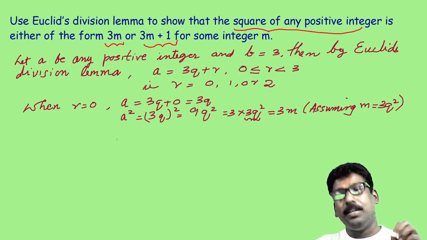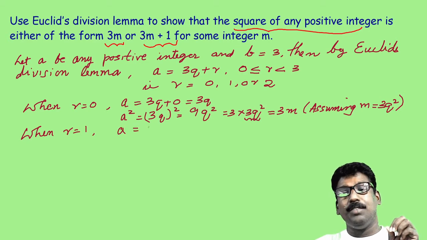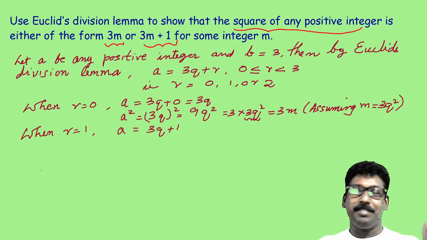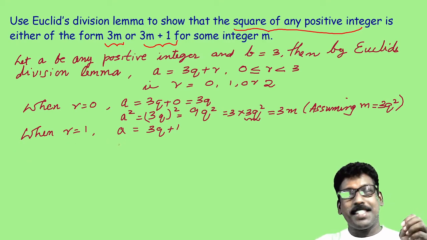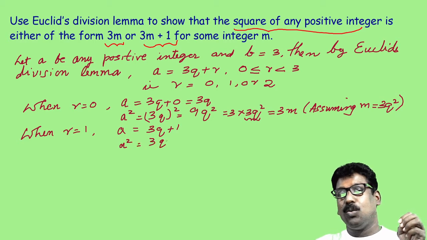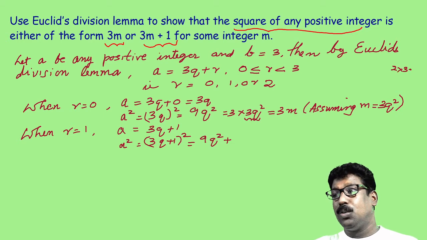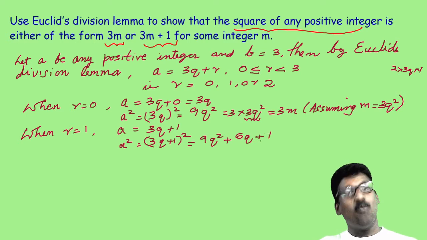Now what will happen when r is equal to 1? When r is equal to 1, a will be 3q plus 1. Can you find out a square? Pause the video and find yourself. Yes, a square is 3q plus 1 the whole square, which is in the form of a plus b whole square. So first the square of 3q, that is 9q square, plus 2 into a into b, that is 2 into 3q into 1, which is 6q, plus 1 square, which is 1.